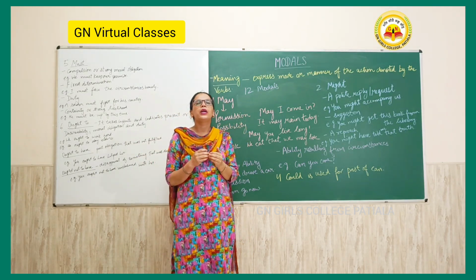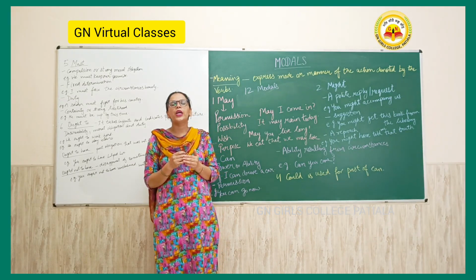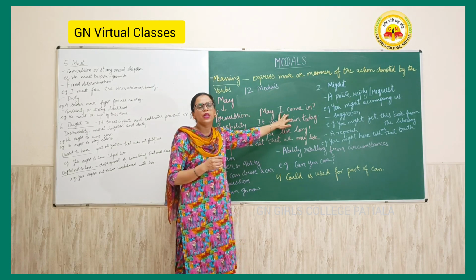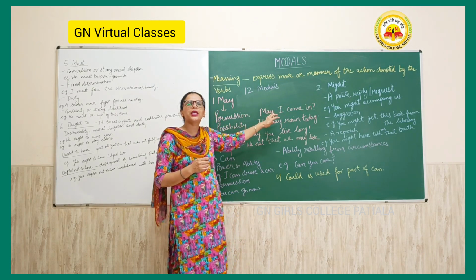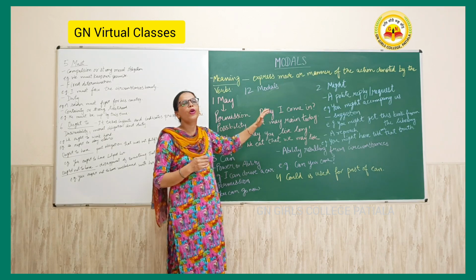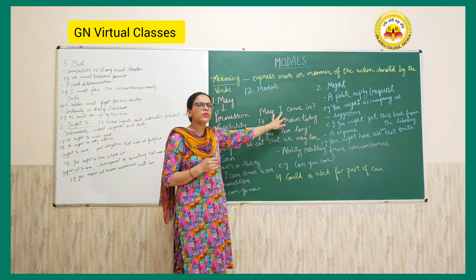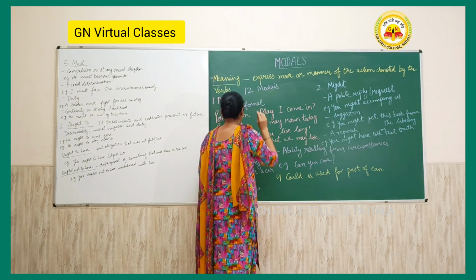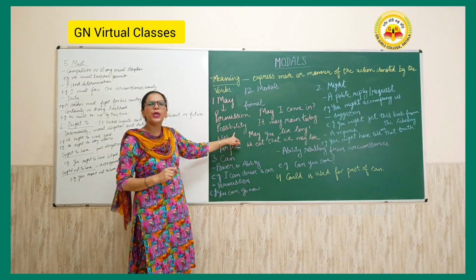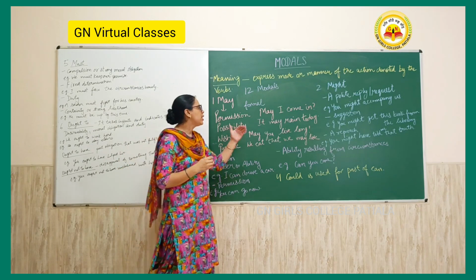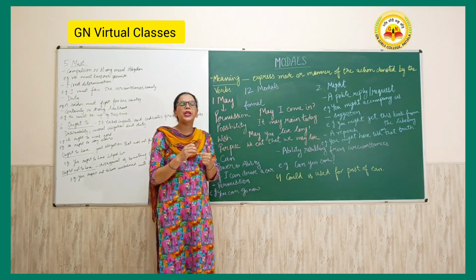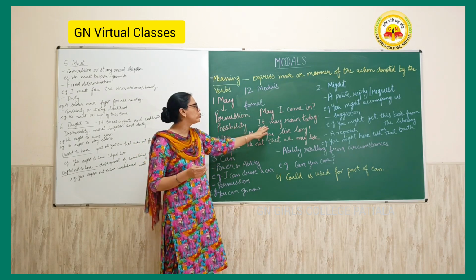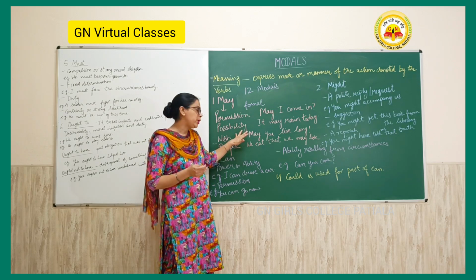When we are asking for permission in a formal way, then we use may. May I come in? May I come in means you are asking your higher authority for permission to come into the room. That is the formal permission. Second is the possibility. Possibility means it may rain today. It is the possibility that it will rain today. So it is used for the possibility.